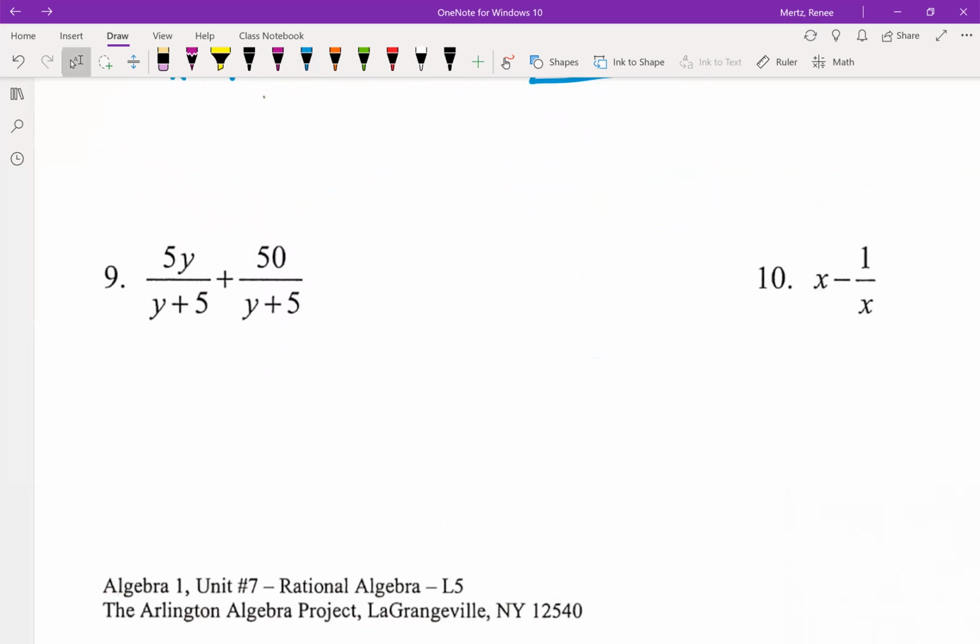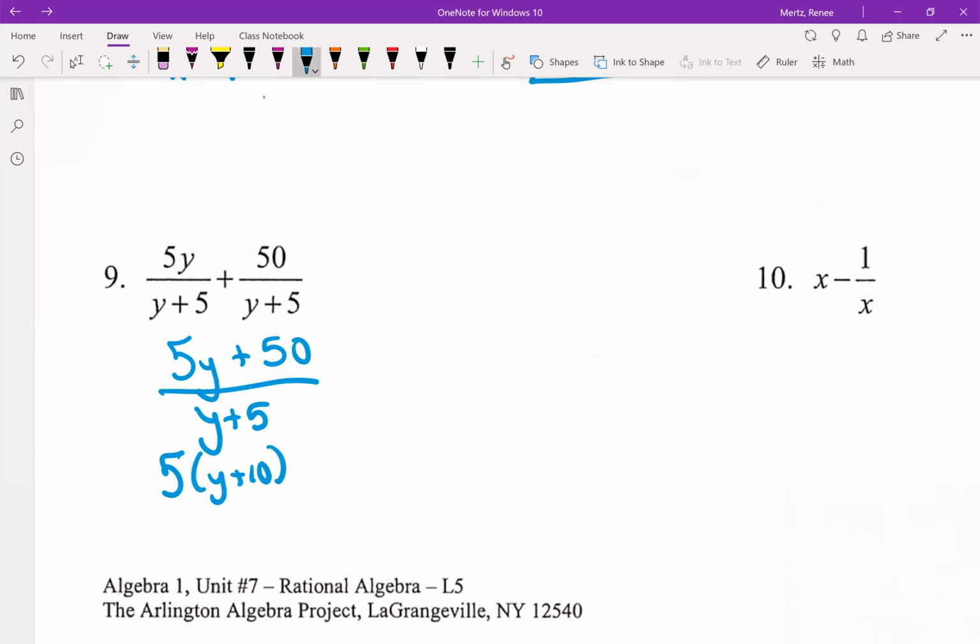For 9, we have 5y plus 50 over y plus 5. Factor to get 5 times y plus 10 over y plus 5. Or you can keep it because they did not reduce. So either answer again is fine.